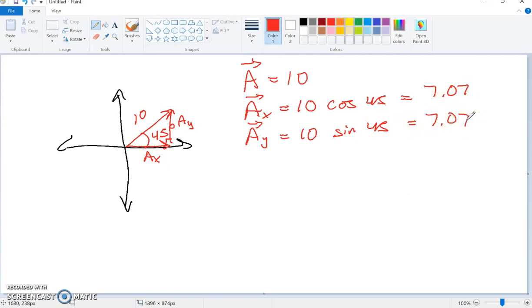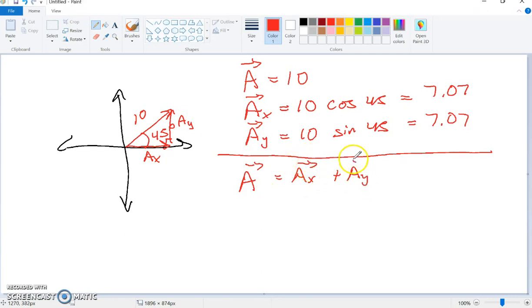Now, something to notice here. When you're working with vectors, you can say that vector A is equal to AX plus AY. That's perfectly fine to write like that. And we know A is 10. But if you add 7.07 plus 7.07, you'd get 14. And that's going to seem weird at first. These look like they don't equal each other.